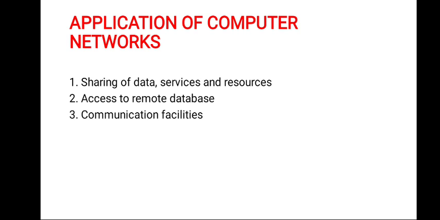Point number 1 says sharing of data, services and resources. We have already seen this in our previous slide, where we studied the need of computer network, that data, services and resources can be shared among the network. What is the sharing of data? You all know we are saving one file in our particular computer number 1 and then we can share this file with all the other computers available in the network. So not only computer number 1 but all other computers can access that file.